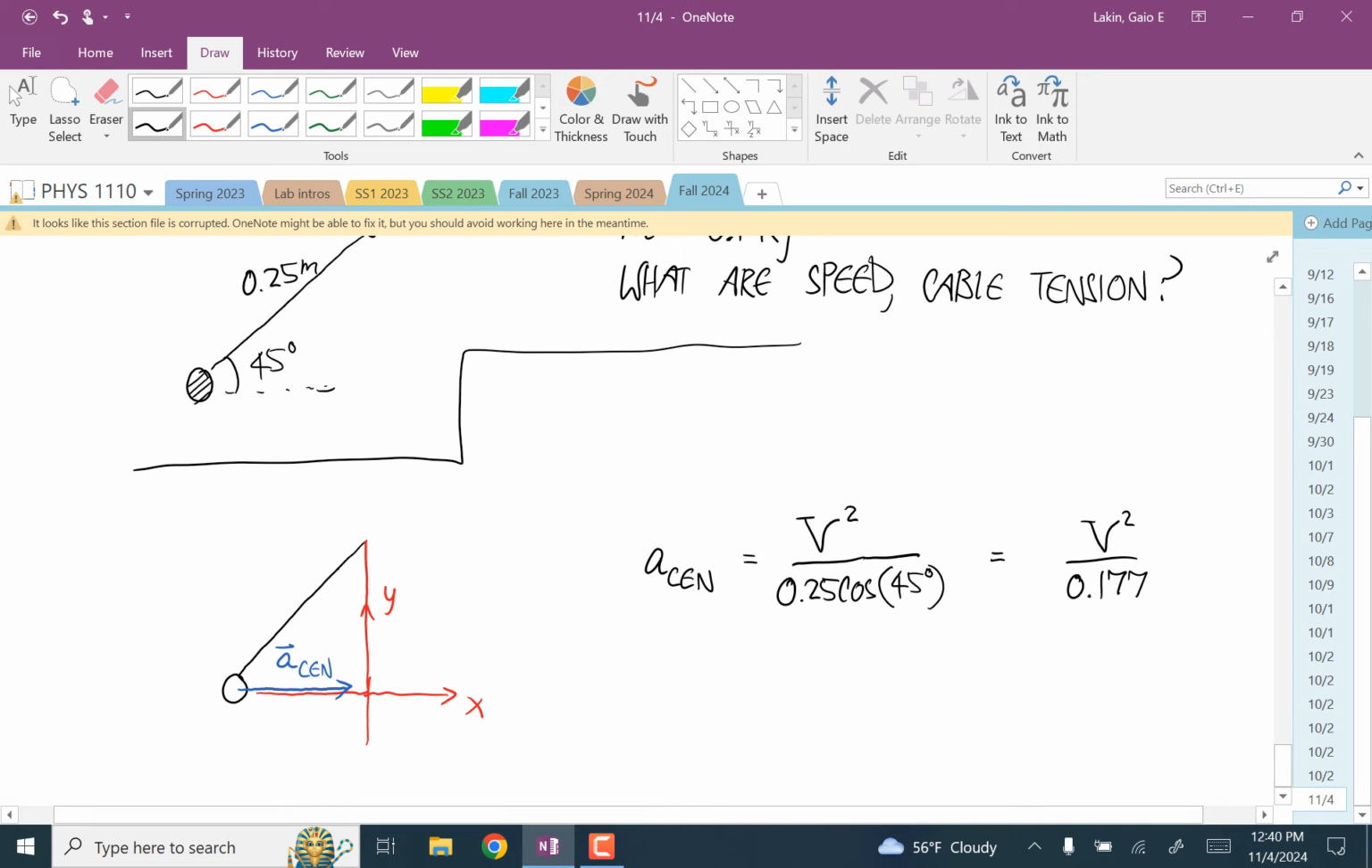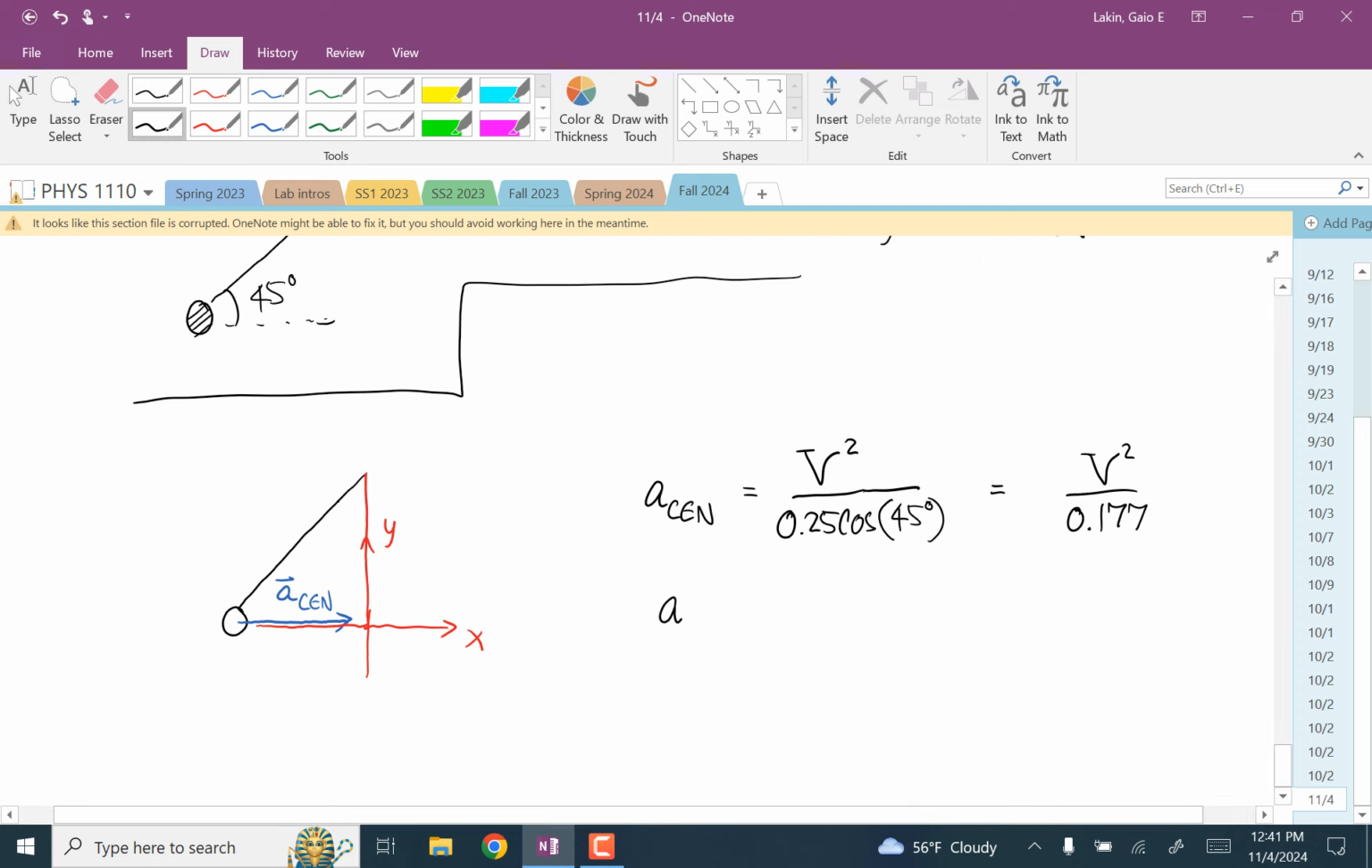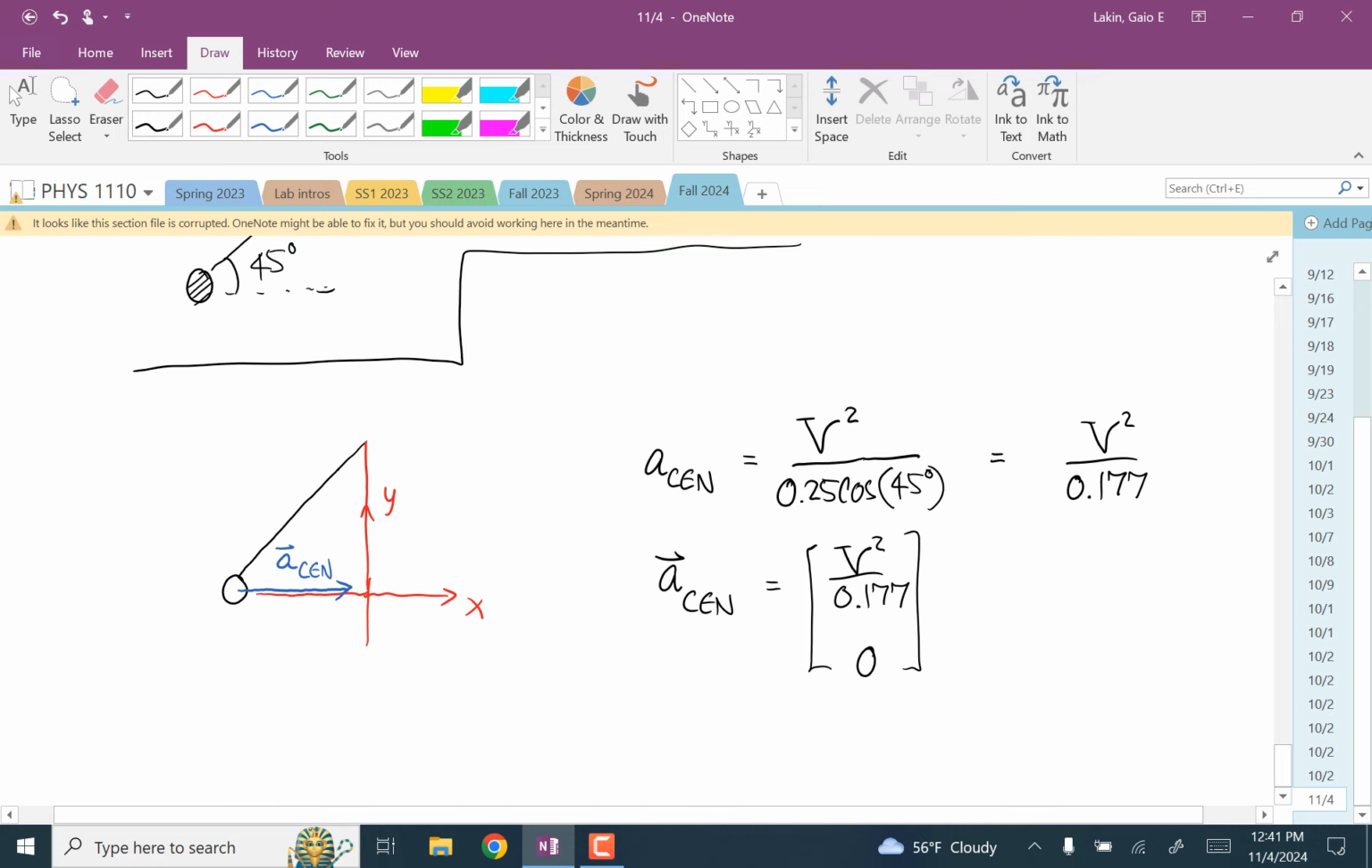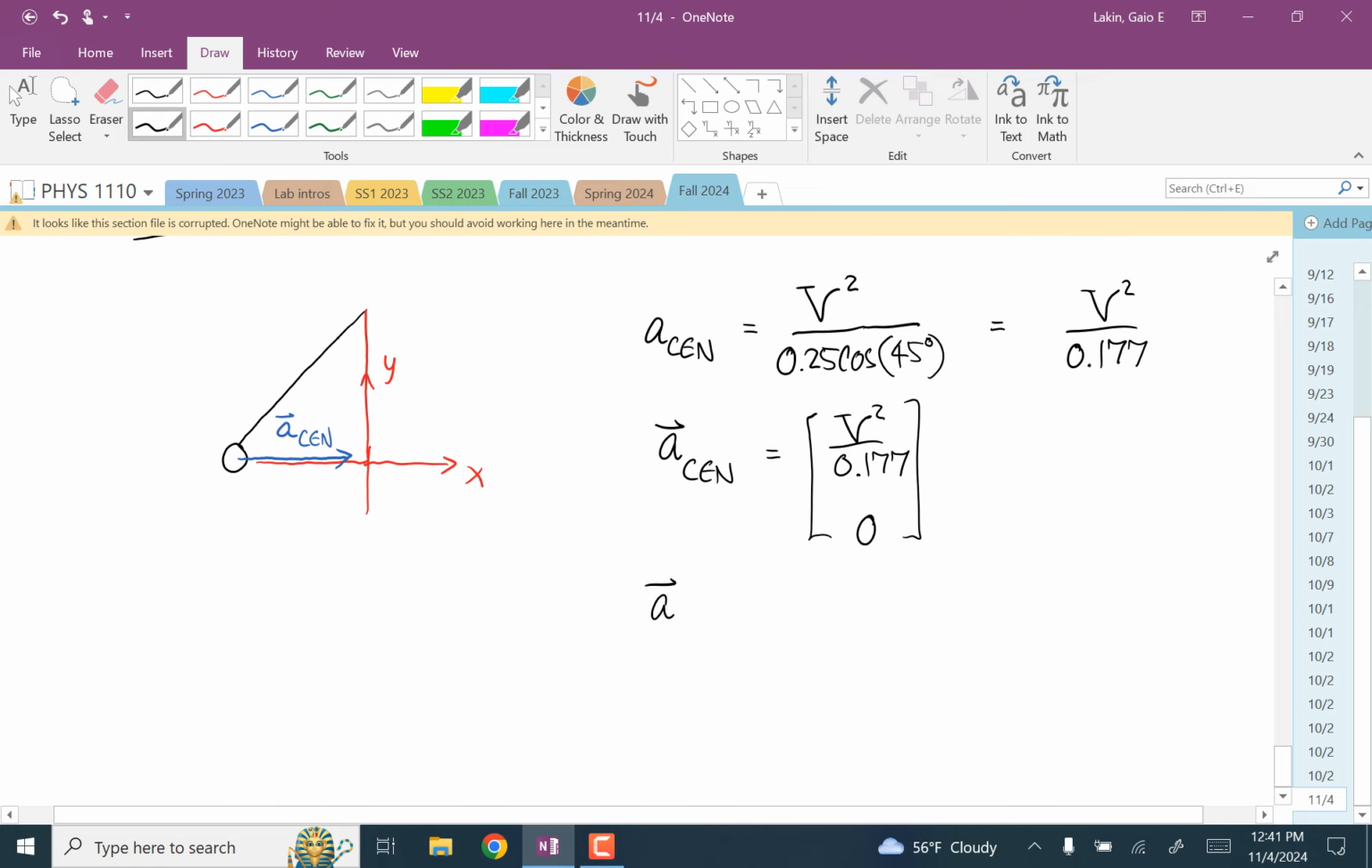All right, well, that centripetal acceleration is in the positive x direction. So this is equal to v squared over 0.177 and then 0 in y. The total acceleration is the tangential plus the centripetal, but our tangential is 0. So we just get v squared over 0.177, 0.